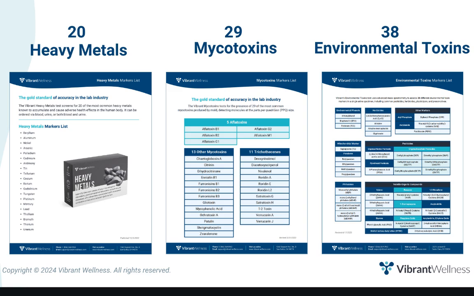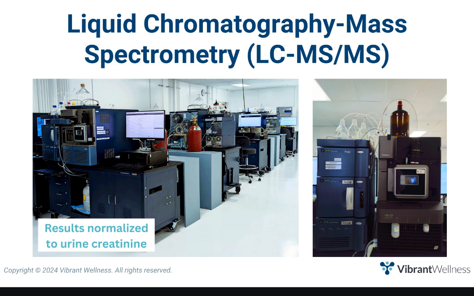Vibrant's Total Tox Burden test is an easy, at-home urine test that uses the gold standard liquid chromatography with tandem mass spectrometry to measure 20 heavy metals, 29 mycotoxins, and 38 environmental chemicals, providing robust insight into total toxin exposure. Liquid chromatography with tandem mass spectrometry is a powerful analytical technique that combines the separating power of liquid chromatography with the highly sensitive and selective mass analysis capability of triple quadrupole mass spectrometry. The mass spec machine we use detects elements down to the parts per quadrillion level.